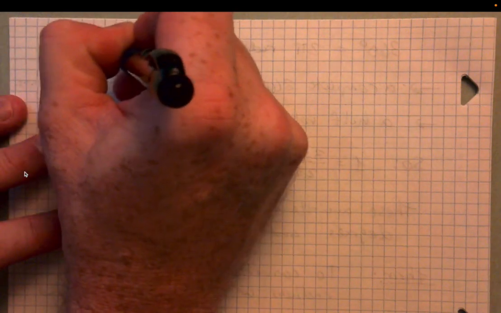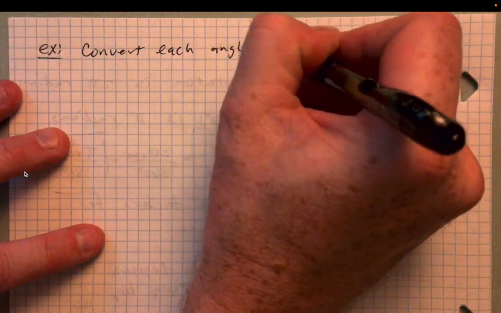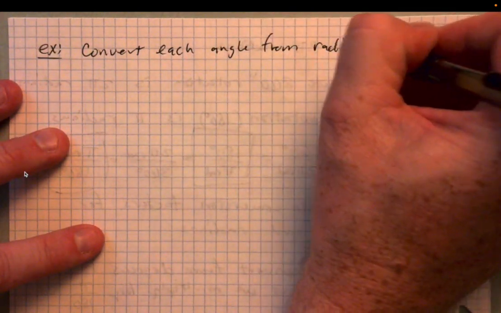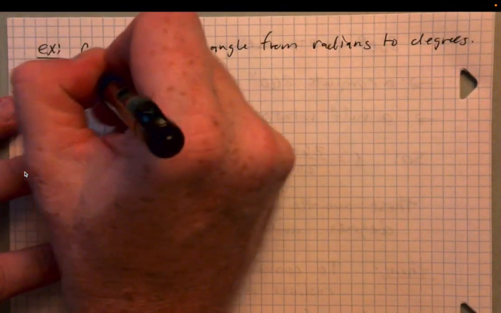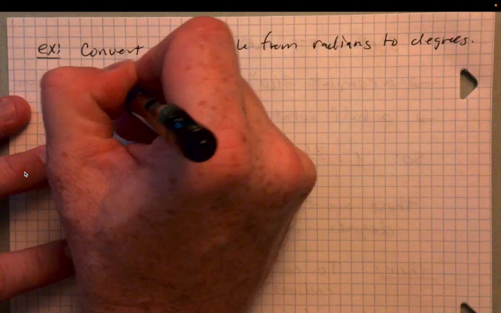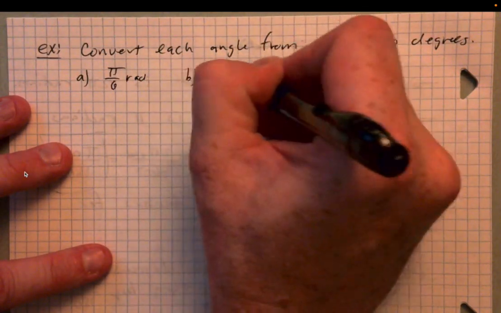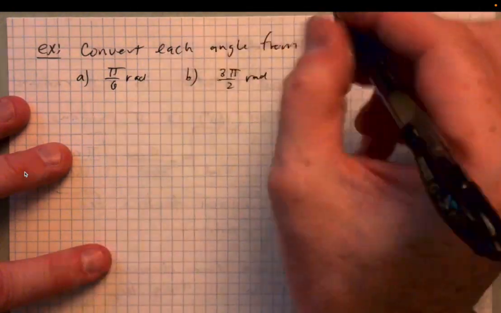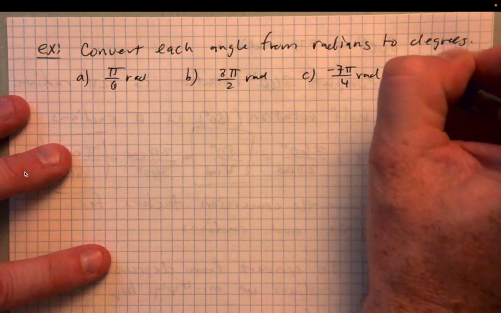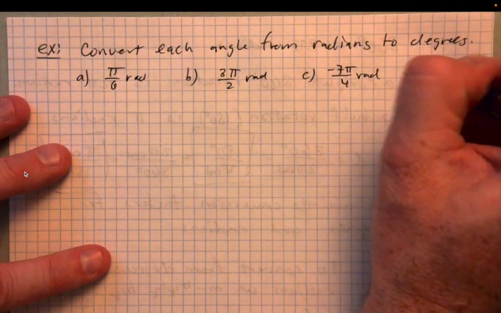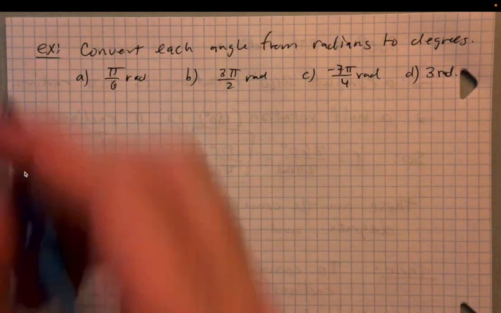So let's convert each angle from radians to degrees. Okay, and so again, let's say we have pi over 6 radians, and then for B we have 3 pi over 2 radians, and then for C we have negative 7 pi over 4 radians, and then for D we'll say we just have 3 radians. And so no pi in that one.